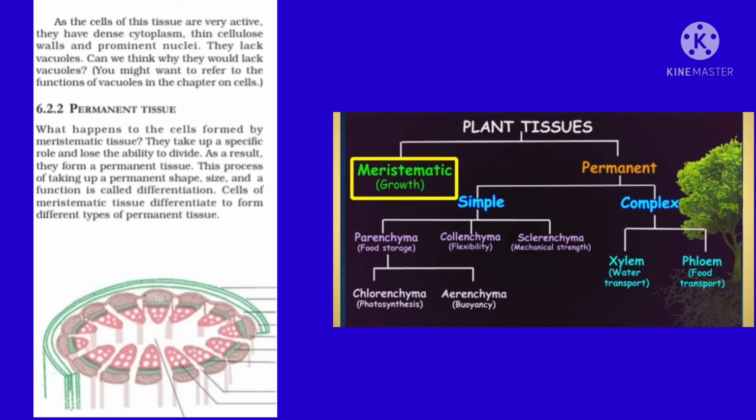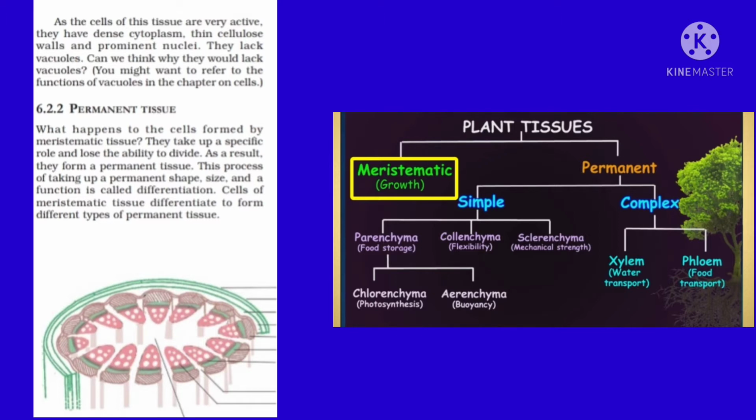Meristematic tissues are dividing cells, and based on the position of the growth or division, we can divide them into three types of meristematic tissues. One is apical, which helps to increase the height of the plant. The second is intercalary meristem, which helps to bring out the leaves or branches of the plant. The third type is lateral meristem, which helps to increase the girth, meaning the thickness of the stem and the root.